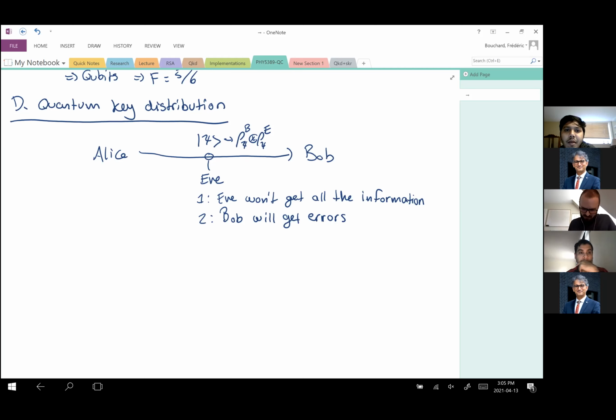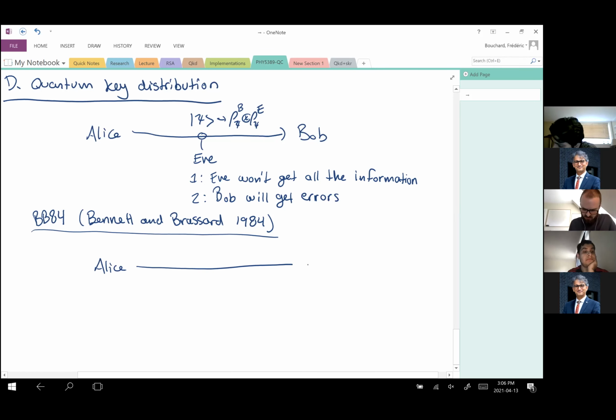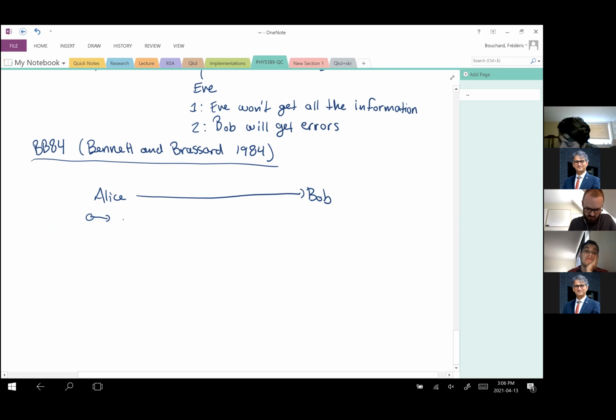Okay, so the first protocol that was introduced is called BB84. So this stands for Bennett and Brassard in 1984. So you'll see the names of protocols for quantum key distribution are usually just a bunch of letters and the year, so it's not really original. But the way it works is Alice will send photons to Bob, and here's how the encryption goes.